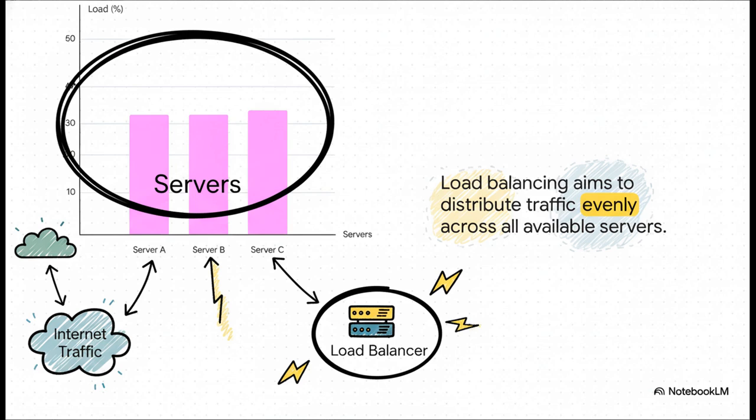It might just send requests in a simple round-robin style. You get one, you get one, you get one. Or it could use more complex logic, like sending you to the server that's least busy.